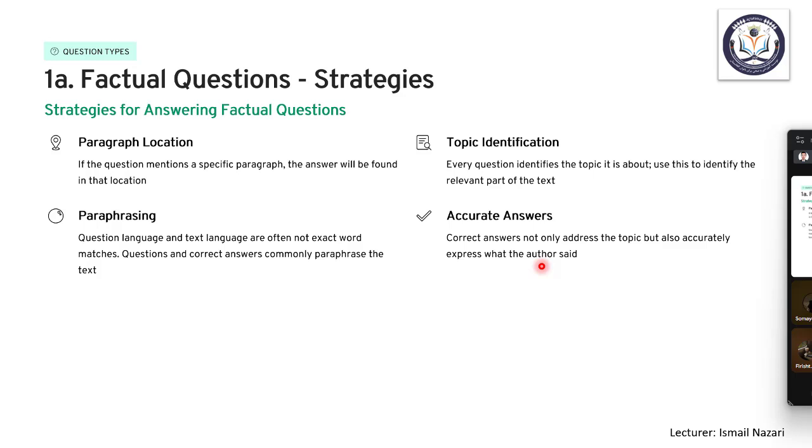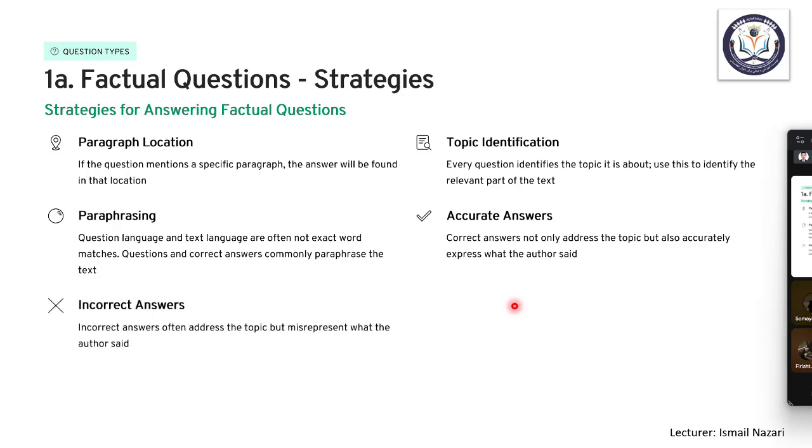So when we are reading the question and the answer choices, we have to take a look at the information which is accurately stating what the author said. It's relevant to the purpose of the reading. It's relevant to the main idea of the reading. So accurate answers would be that.